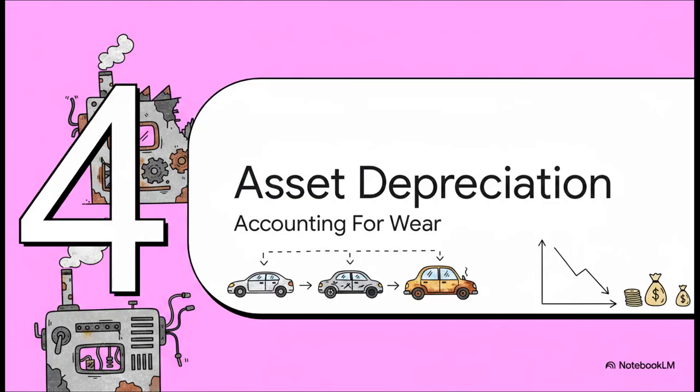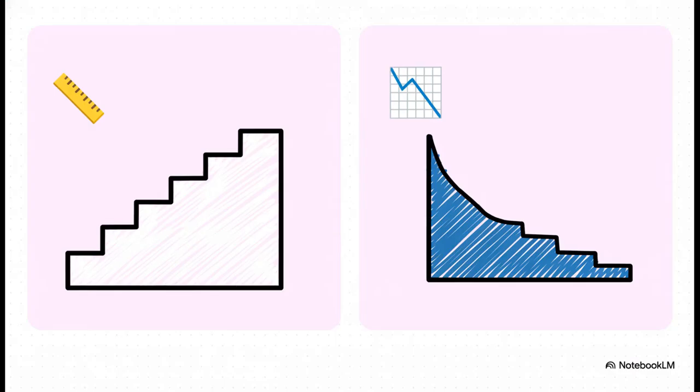Finally, we reach Section 4, Calculating Asset Depreciation. Let's account for that wear and tear. Okay, before we hit the actual math, let's clearly contrast the two main methods businesses use to calculate depreciation. First, we've got the straight line method. This one is super simple. You apply a consistent percentage of the original cost equally over time every single year. Boom, done.